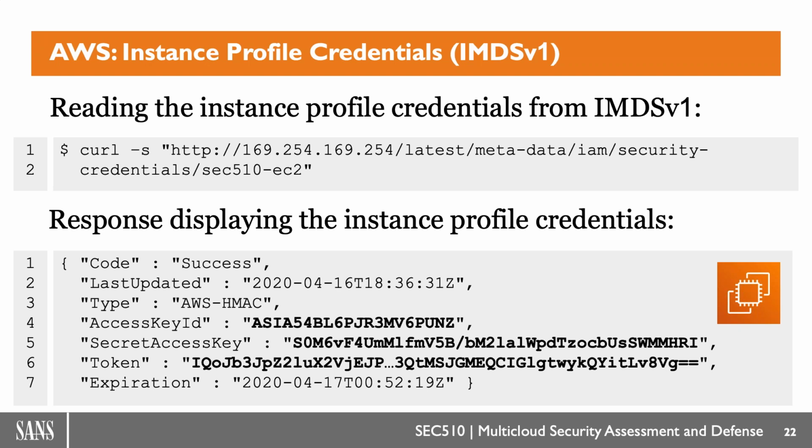And you can see it's a very basic request on lines 1 and 2. There's no custom header there. So any server-side request forgery vulnerability can go in, ask for that SEC510-EC2 credentials, and notice what comes back in the response on lines 4, 5, and 6. You've got access keys. Now those access keys are valid. They live until the expiration that you see on line 7, which is about 6 hours in Amazon's ecosystem.